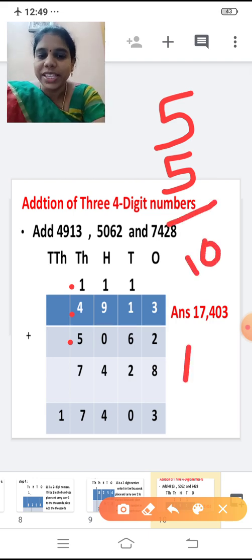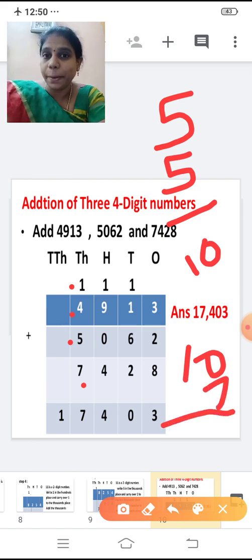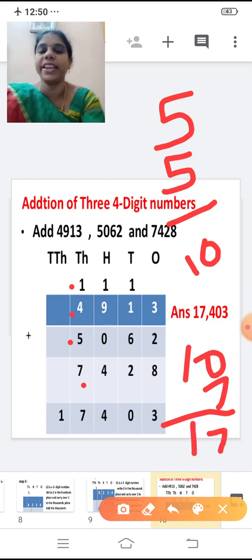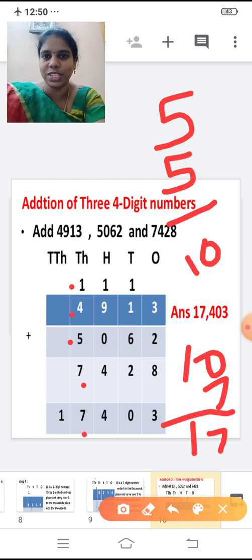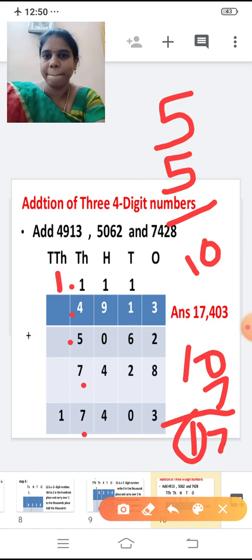With this 10, I'm going to add 7. 10 plus 7. 0 plus 7 is 7, and again 1. 10 plus 7 is 17. After 10, 11, 12, 13, 14, 15, 16, 17. 17 is a 2-digit number. So write 7 in the thousands place and 1 you carry forward.